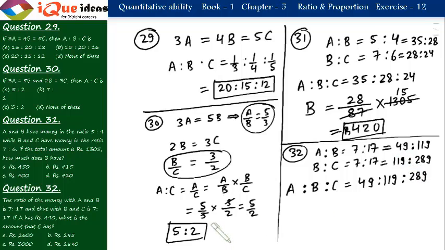Okay. Now we have to find the amount of C. The amount of A is given as 490. I'm sorry, so this 49 is equivalent to 490. That is what the question is saying. So A has 490 rupees. That means 49 is equivalent to 490 rupees.